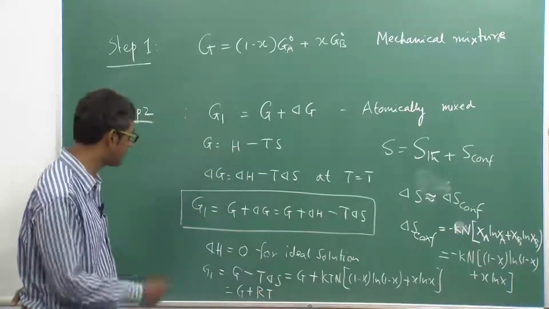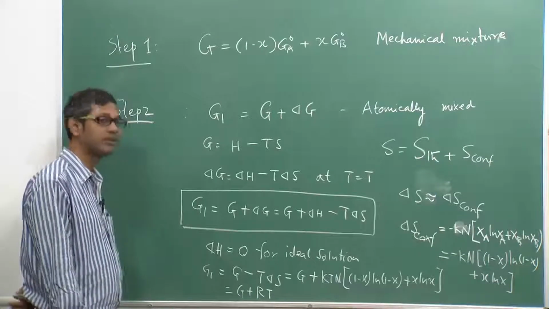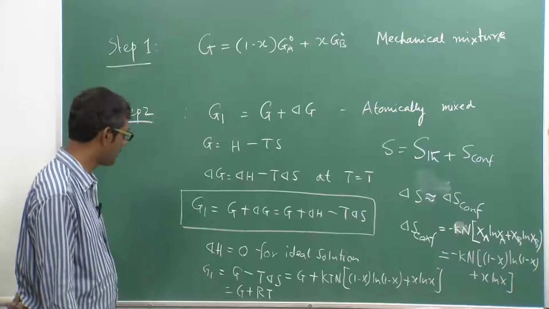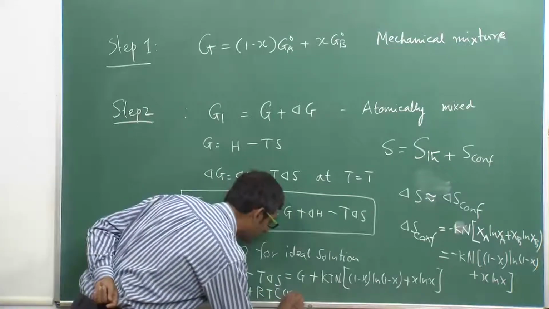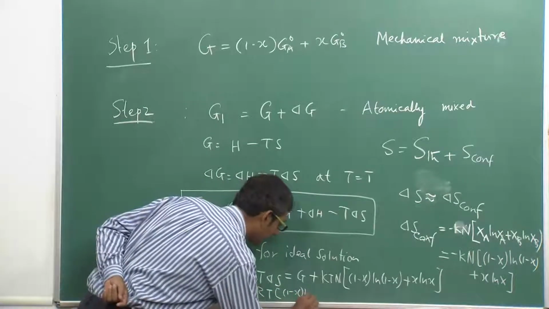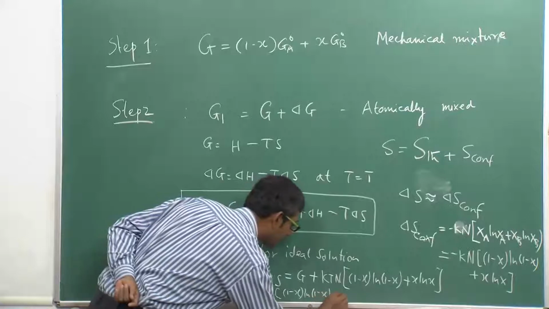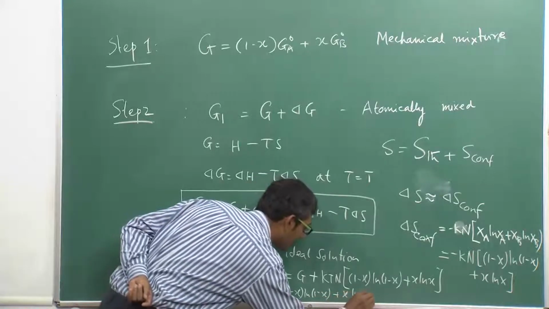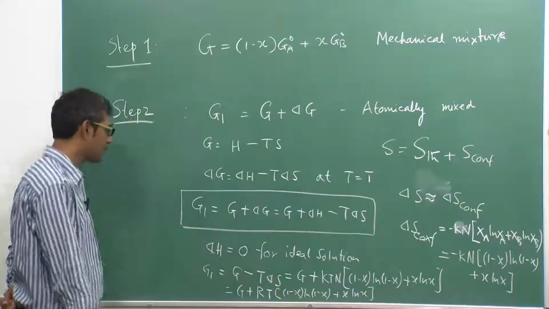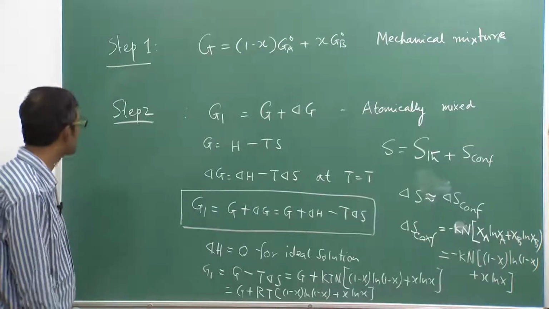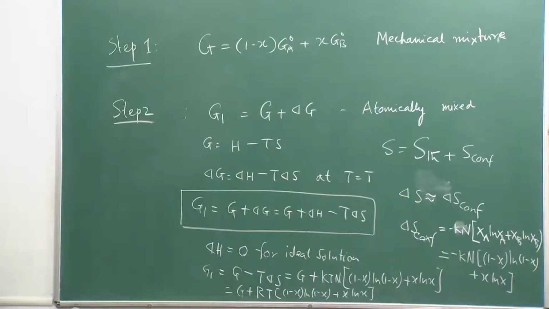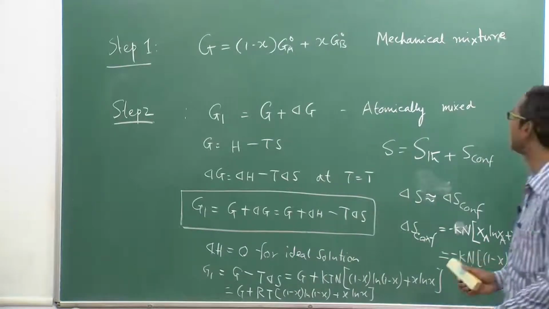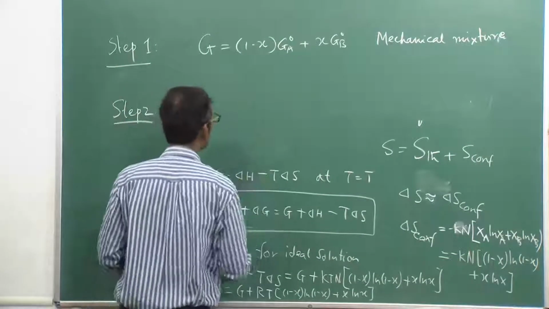R, capital R, that is the universal gas constant, with a value of 8.314 joule per Kelvin mole. RT times (1 minus x) log of (1 minus x) plus x log of x. So, that is the equation we should use. I will erase the step 2 part to write down the equation properly so that it is visible. So, at the end of step 2, what do I get?